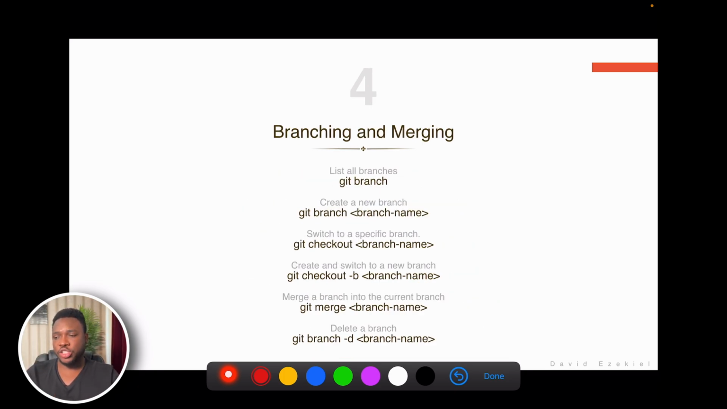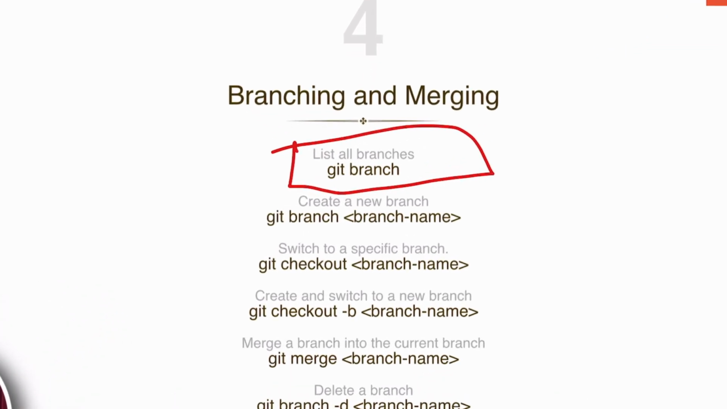The fourth is branching and merging. Branching and merging is very, very critical because it's a powerful Git feature that allows you to work on different versions of your project simultaneously. The first is git branch. Git branch lists all the branches in your repository. Think of branches like different timelines in your project.